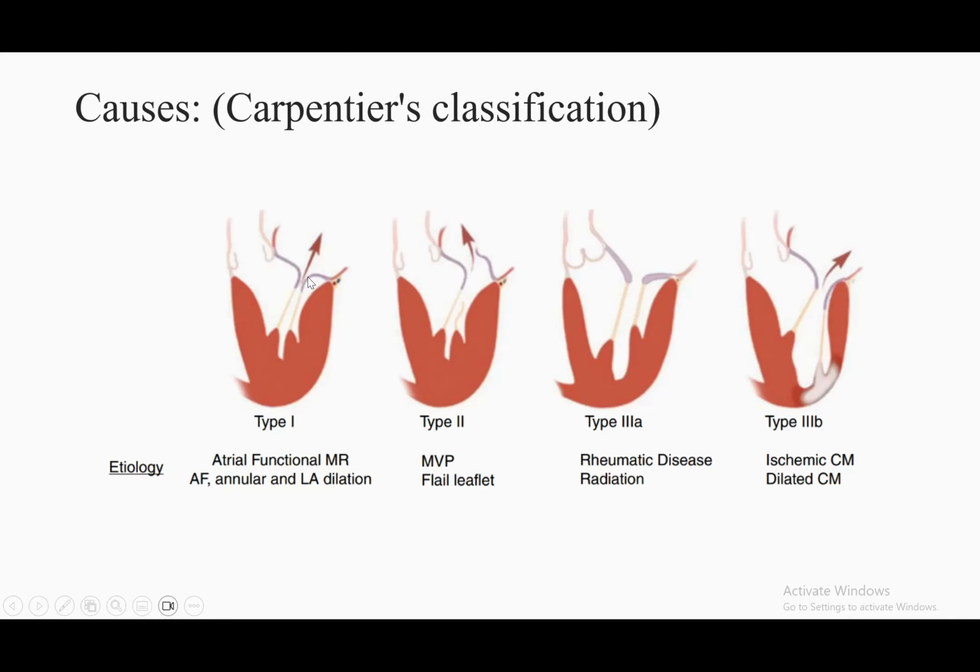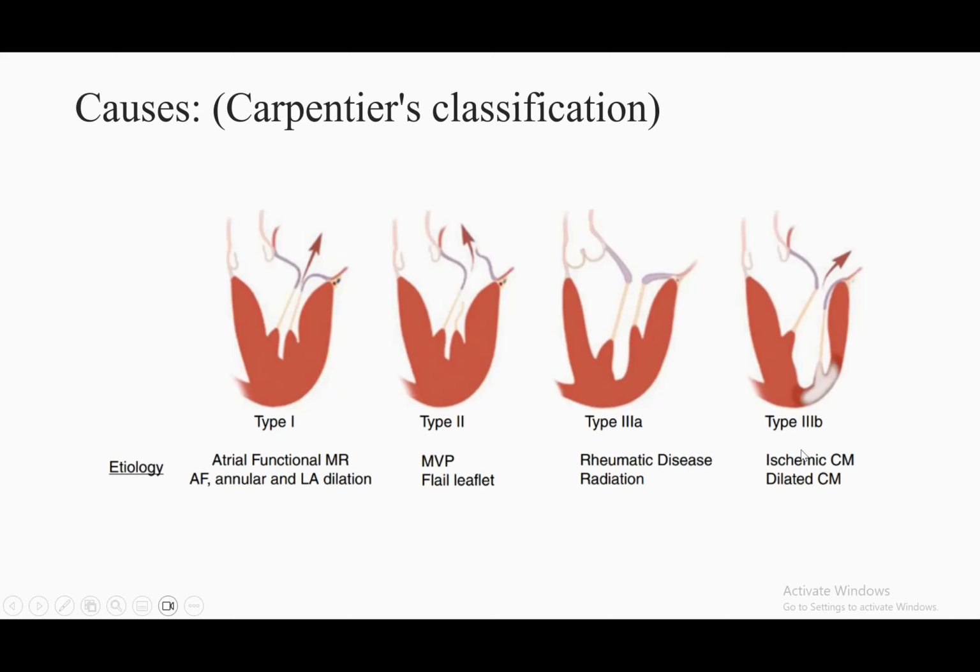So this is the type 1, in which the annulus is dilated or there is perforation in the leaflets. This is type 2, excessive leaflet motion. Here it is a flail leaflet. Type 3A is the thickening of the mitral leaflets and shortening of the chordae, restriction in motion causing the regurge.